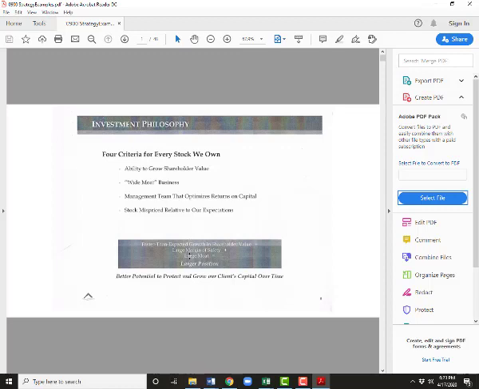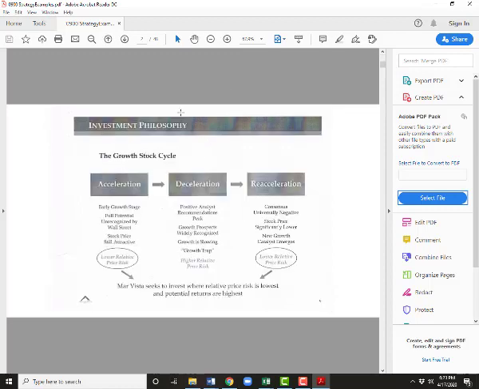That's more subjective. And then here's their philosophy shown in kind of categories: early growth, decelerating, reaccelerating. So that's the type of companies they're looking at, a little bit more of their philosophy, how they distinguish between different types. There's the firm Mar Vista.